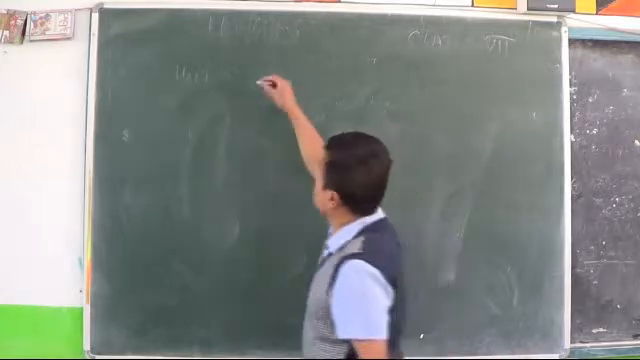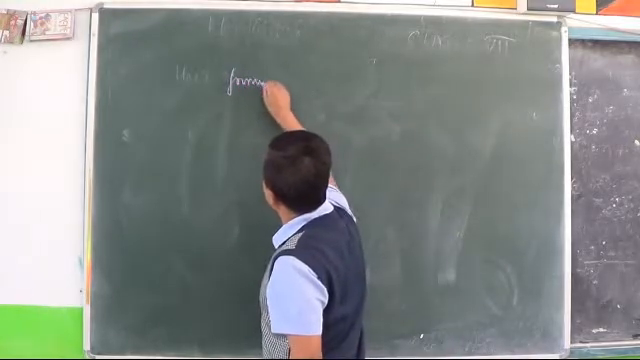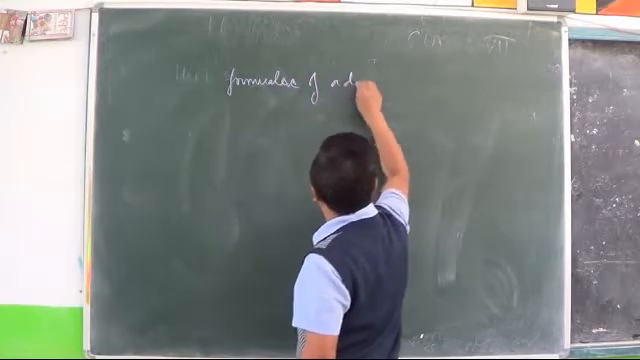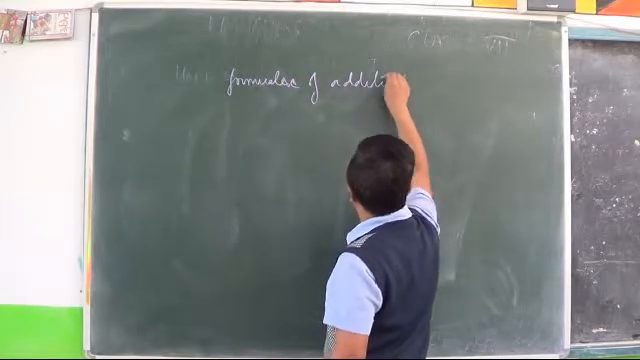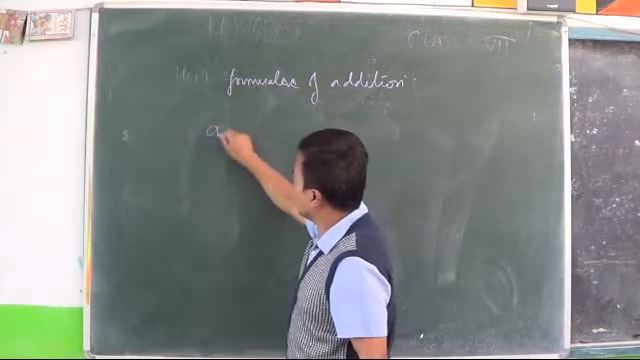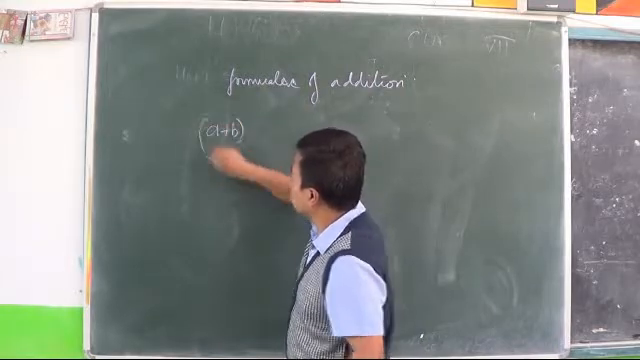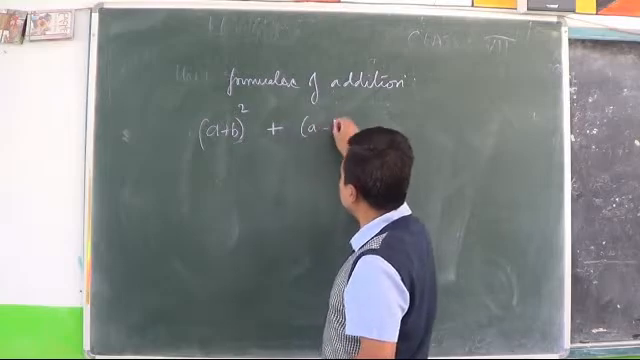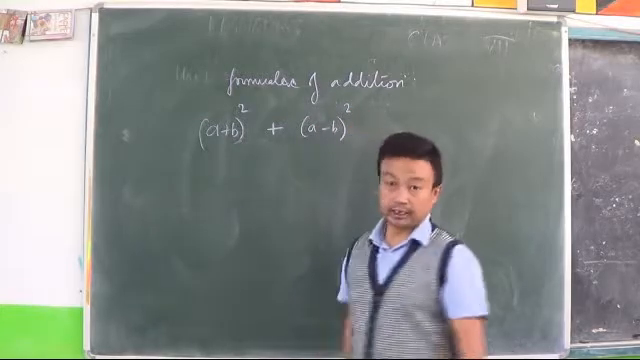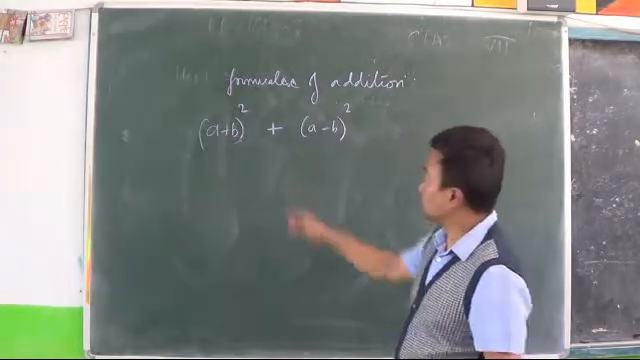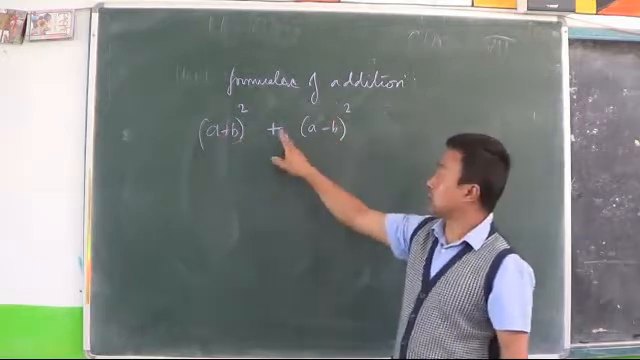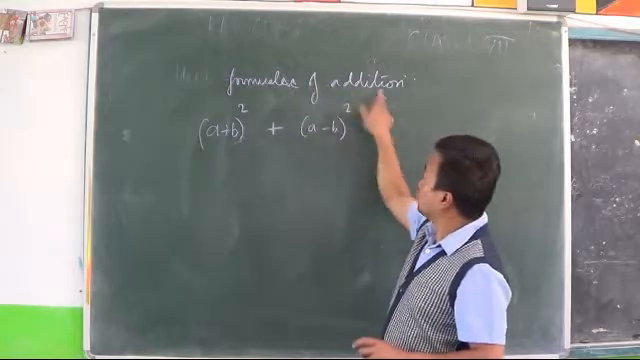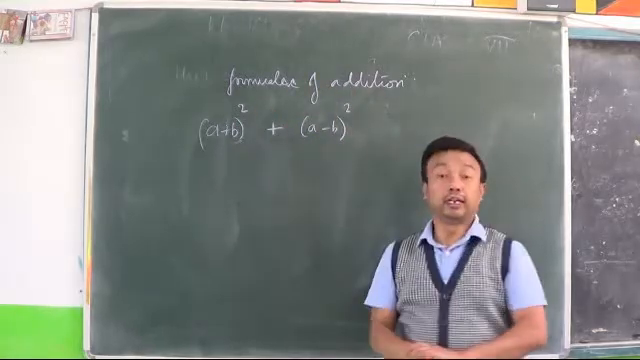Let us see here now. This is the formula of addition. So we take (a plus b) whole square in the bracket, then plus we take (a minus b) whole square in the bracket. So when these two expansions of the binomials are added, that is the plus sign, addition, what formula do we get?